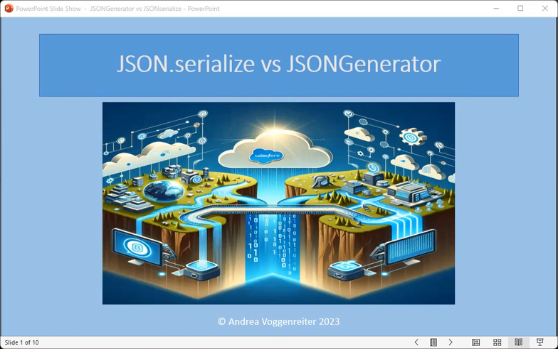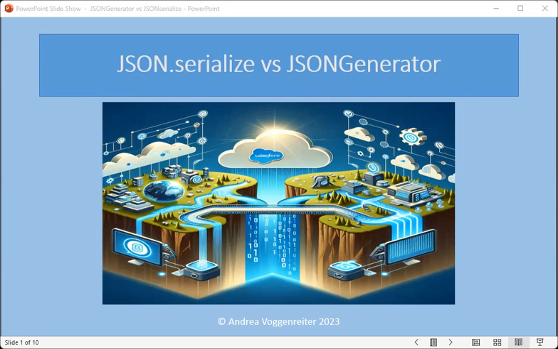When working with JSON in Salesforce's Apex programming, you have two main options for generating JSON. Firstly, using the JSON-Generator class, and secondly, the JSON.serialize method. Each has its own advantages and use cases. Understanding the differences between these two can help you choose the right tool for your specific needs.